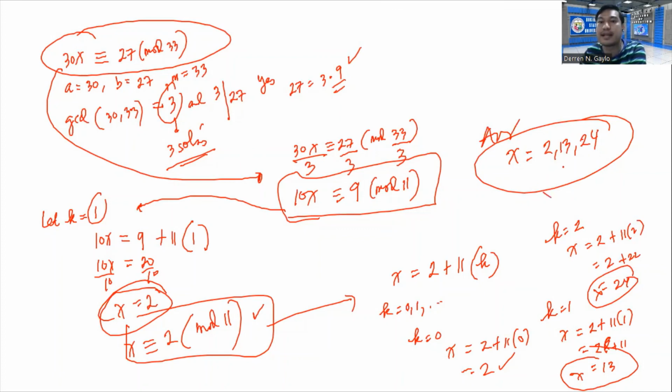And its other classes. Like if mag-add ka og 33, kana siya, so apil pala niya si 35, kani apil niya si 46. Ana. No, but if you are in the realm of 0 to 32, so ang imong value sa x kay 2, 13, and 24. So these are the 3 answers that you have.